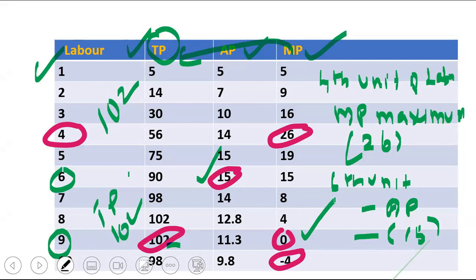Next point, after reaching the maximum, TP begins to decrease. Unit number 10. Bracket में लिखो 98. Put a comma and write, in the last unit, MP is negative.